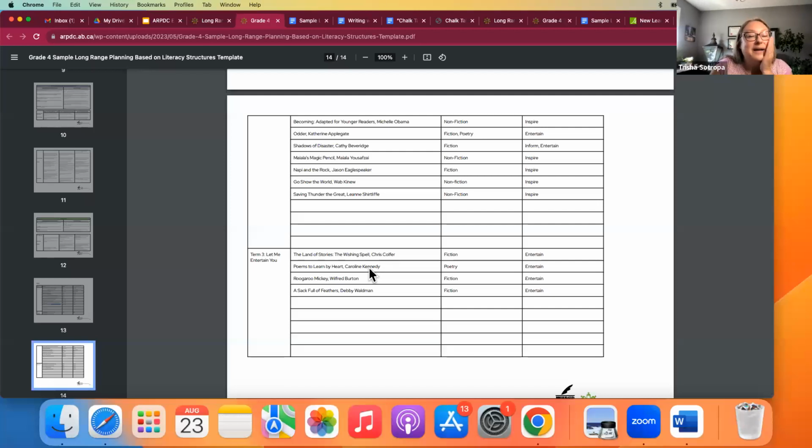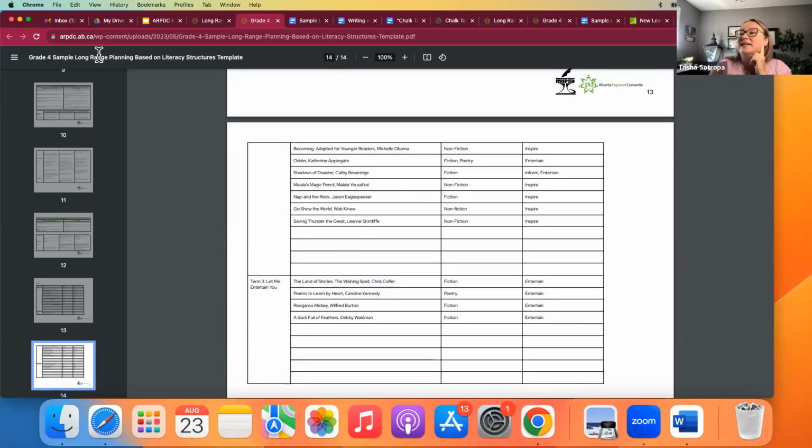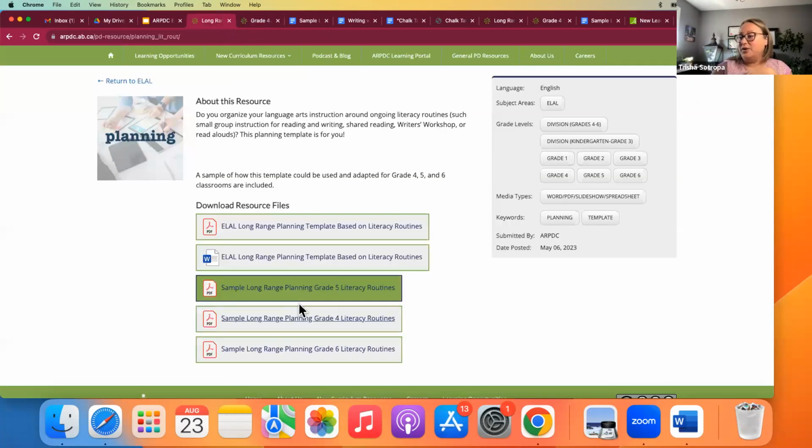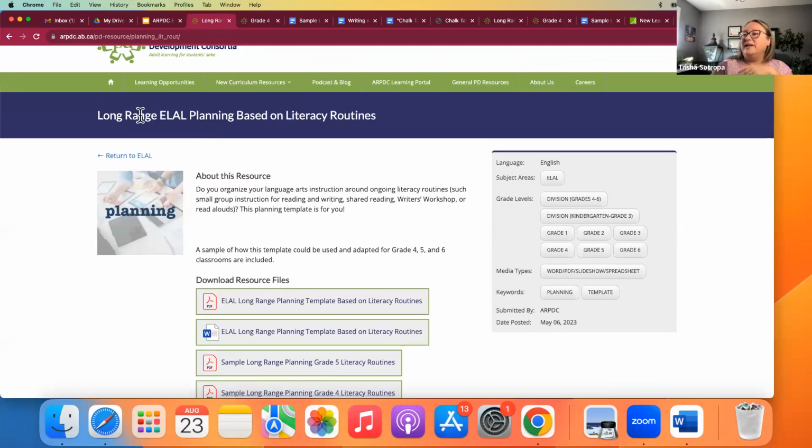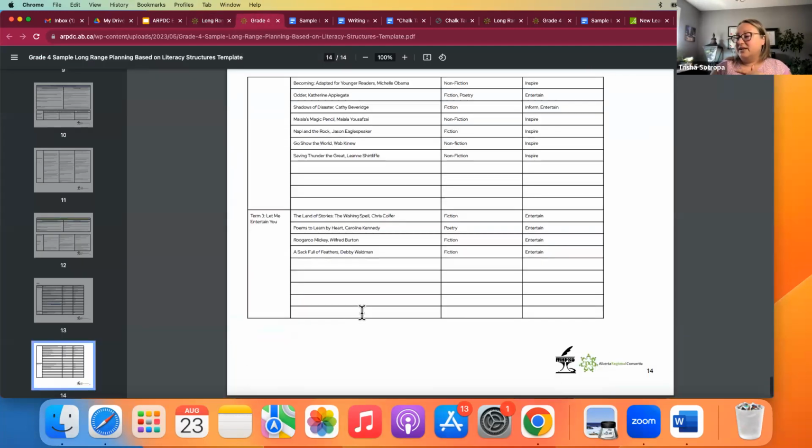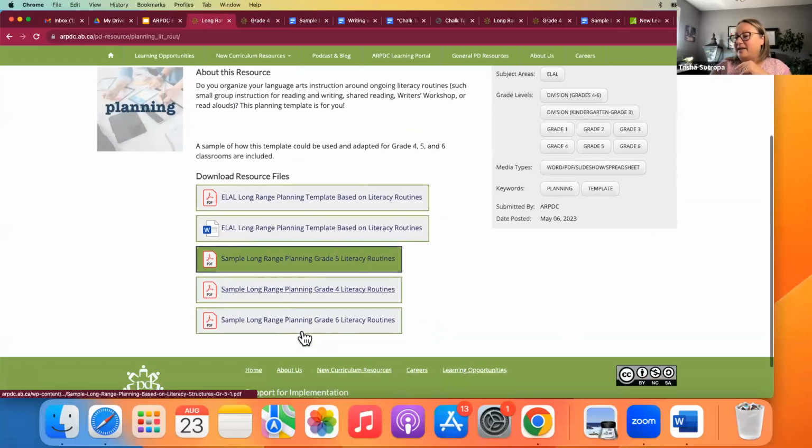So I'm looking back. What was the main title, what you clicked on? Oh, this particular one is, I wrote it down, long range ELAL, planning based on literacy routines. I'll show you right here. Long range ELAL planning based on literacy routines. Okay, so that was a grade 4 one. I'm going to quickly show you the 5 and the 6.